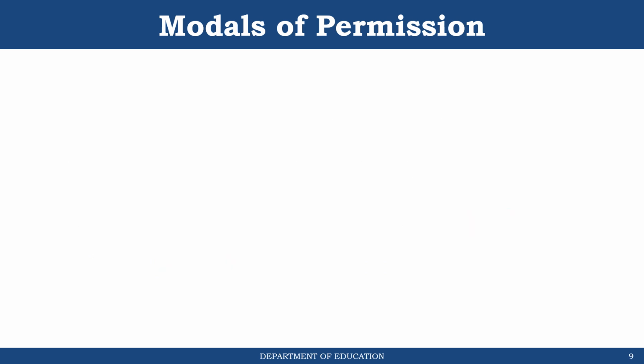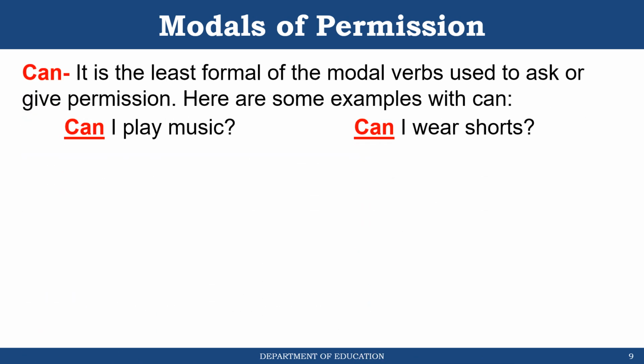Here are the modals of permission. We have the modal can. Can is the least formal of the modal verbs used to ask or give permission. Here are some examples with can. Can I play music? Can I wear shorts? So always remember that can is used in situations wherein the context of the sentence is not formal, such as permission to play music and wear shorts. So what other informal situations could you give in which you could use the modal can? Write your answer on a piece of paper.